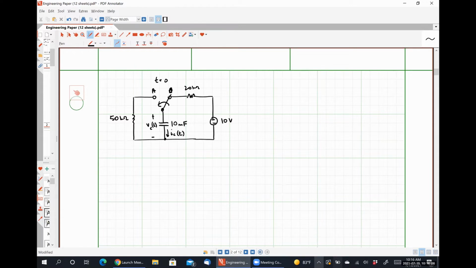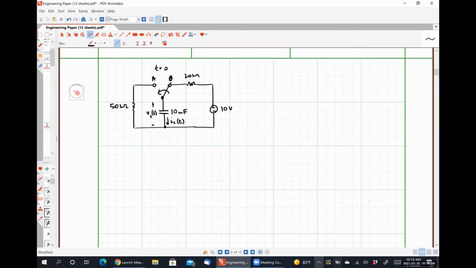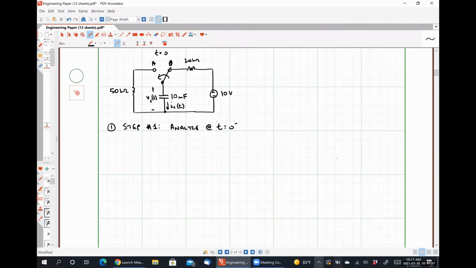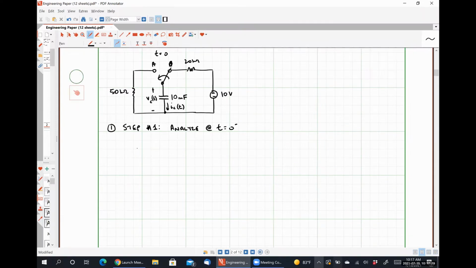So we'll analyze this in effectively the exact same way that we did on Tuesday, right? Step one, we'll analyze the circuit at t equals 0 minus. So at t equals 0 minus, this is going to look like this. We have our 50 kilo ohm resistor that isn't really connected to anything.